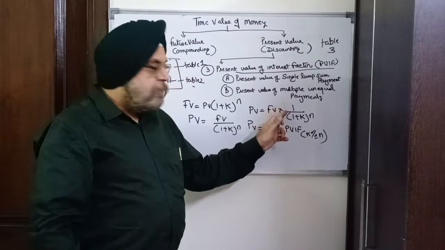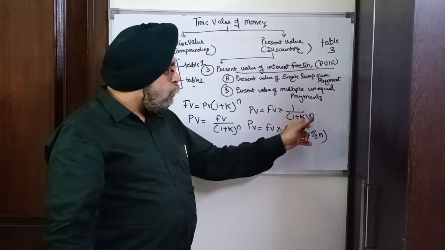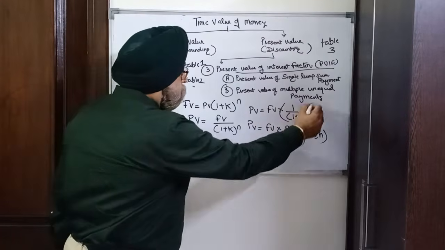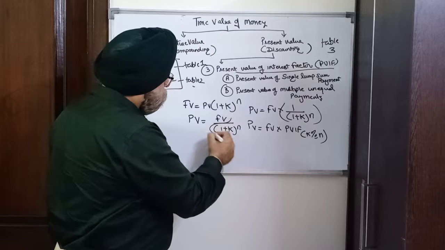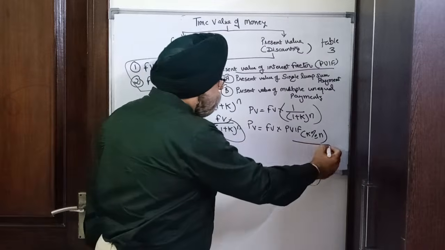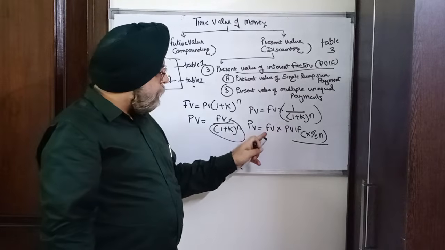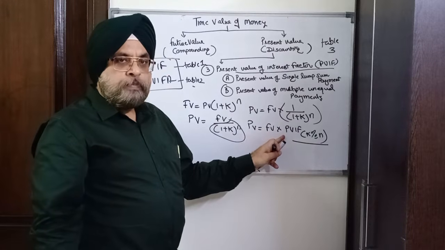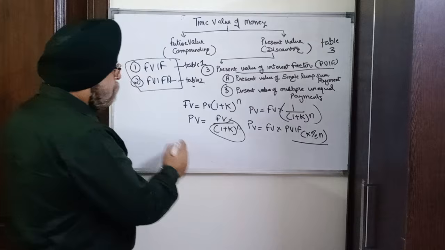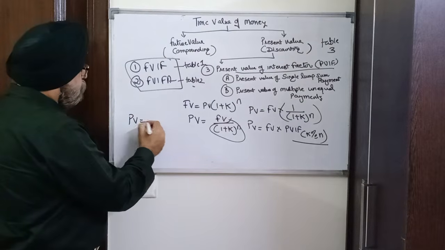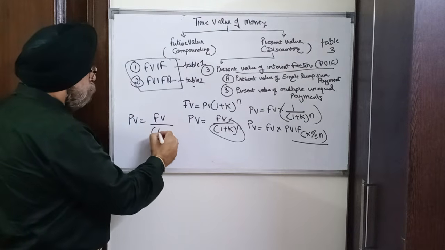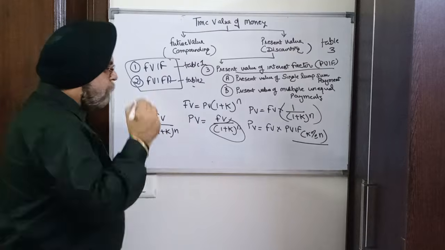ये जो आप फार्मूला देख रहे हैं 1 upon 1 plus K raised to power N, this one, it is given in the table only. आपको कोई डिवाइड नहीं करना, you just have to multiply it with the future value. ठीक है ना? तो फार्मूला is PV is equal to FV upon 1 plus K raised to power N.